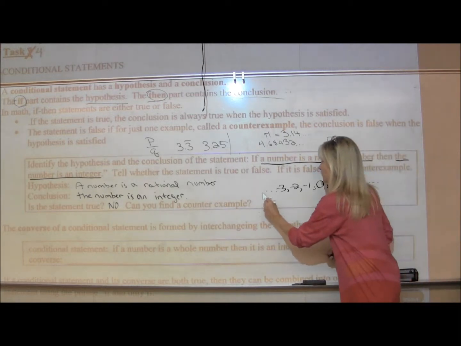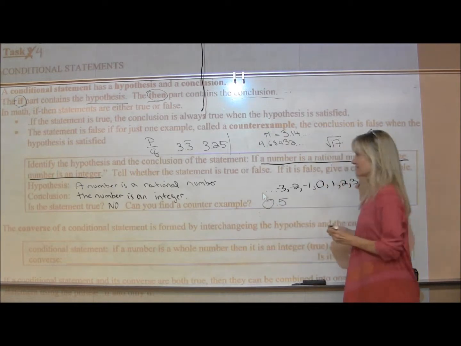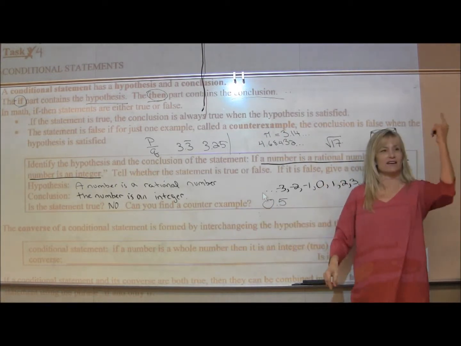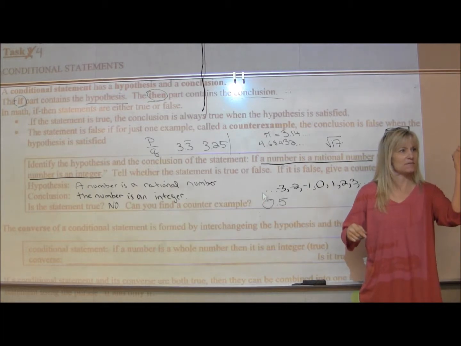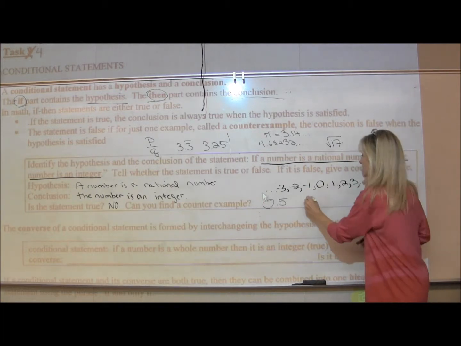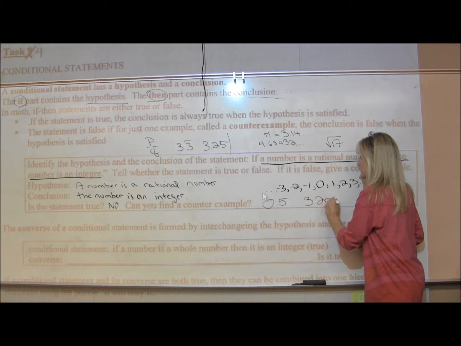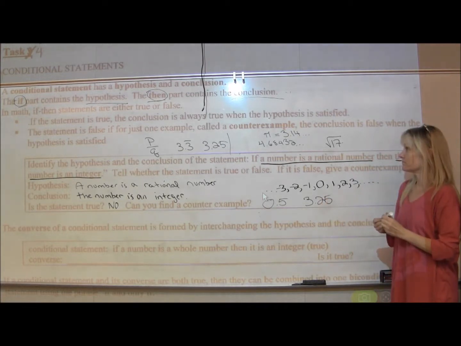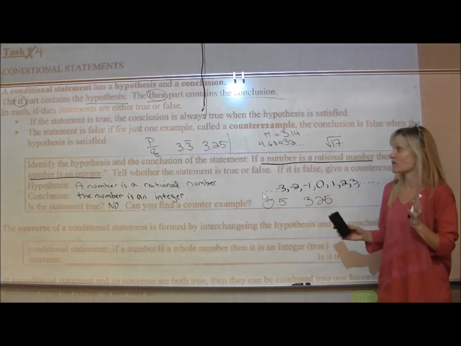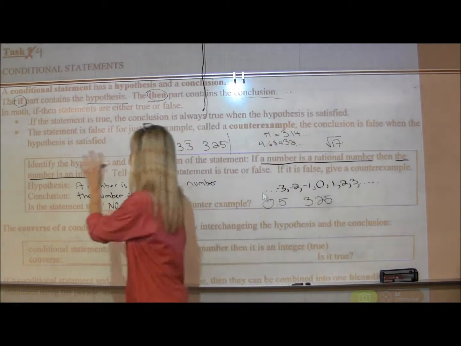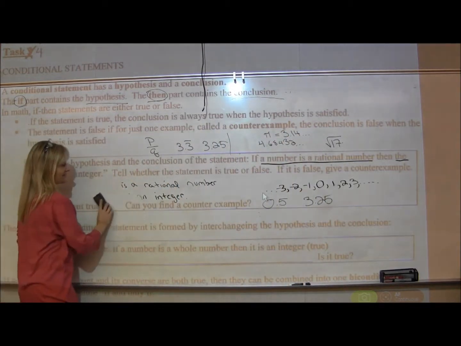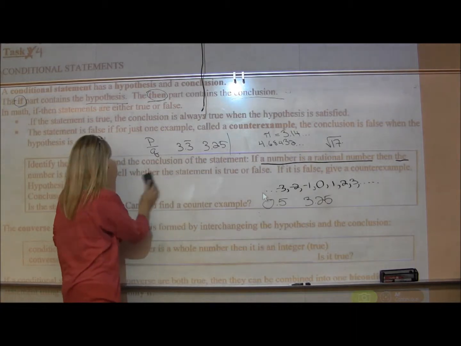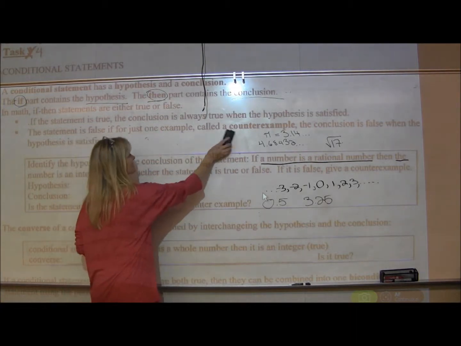Okay? So, give me a rational number that's not an integer. 0.5. Good. So that's our counterexample, and all you need is one to prove the whole thing false. If you can find one example, yep, 3.25. But if you find one example, you're done. So that's the power of a counterexample. It can prove the whole thing false. So it's actually kind of easier to prove something false than to prove that it's true.